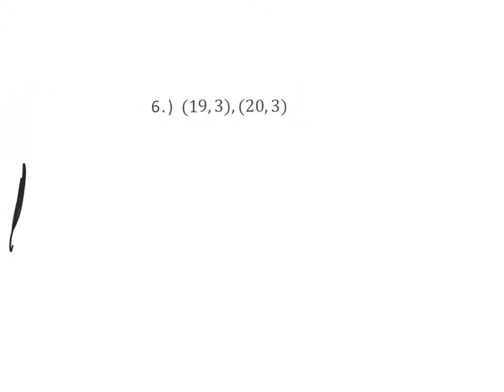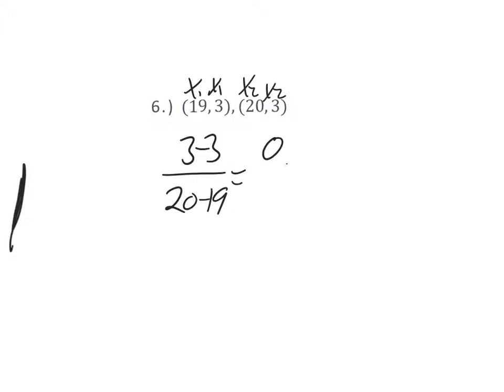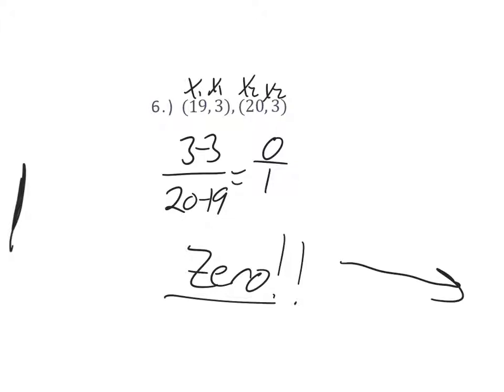The next one, x1, y1, x2, y2. 3 minus 3 over 20 minus 19. So that is 0 over 1. 0 divided by anything is still just 0, right? So I'm just going to say my slope is 0. It does not do anything. It just goes straight across, a line that goes straight across.